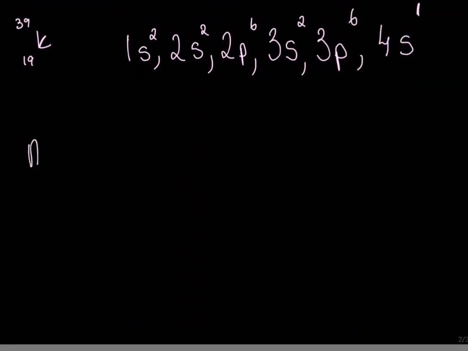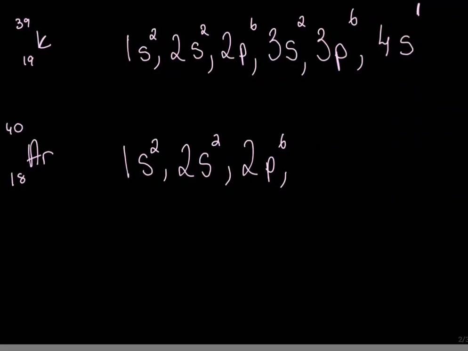I'm going to write another one for you. Argon, 18 and 40. So you can give that one a go. 1s in the first one. S holds 2. Second energy level, S holds 2. Second sub-level in the second energy level, P holds 6. Third energy level, S holds 2. How many more do we want? 3p, 6. Okay. Last one for you.